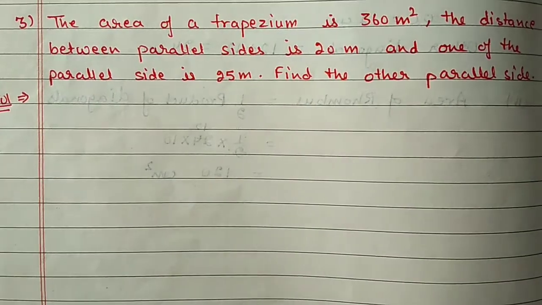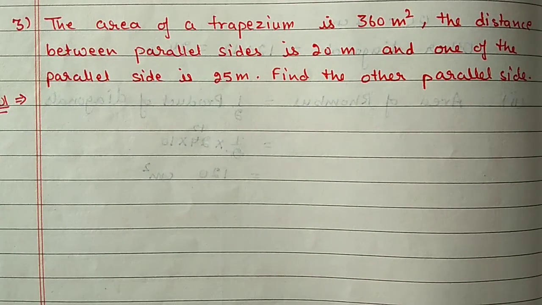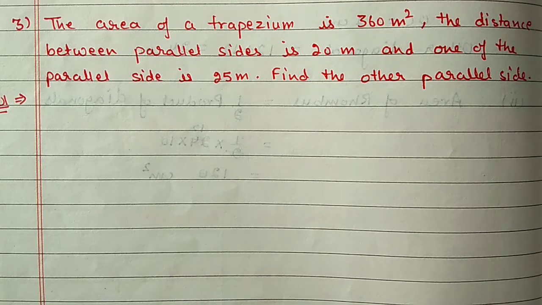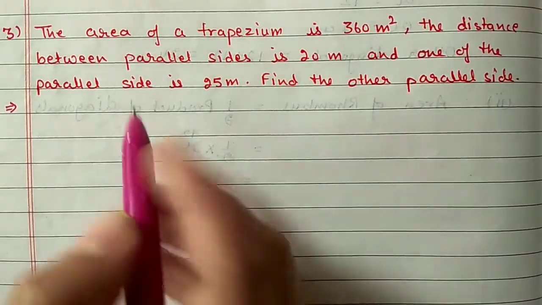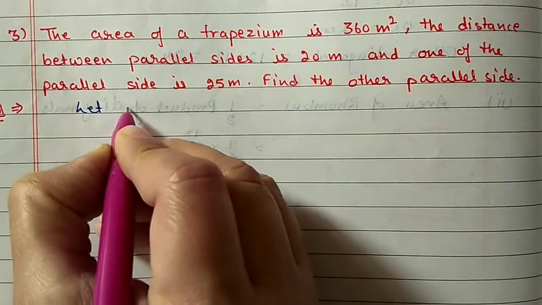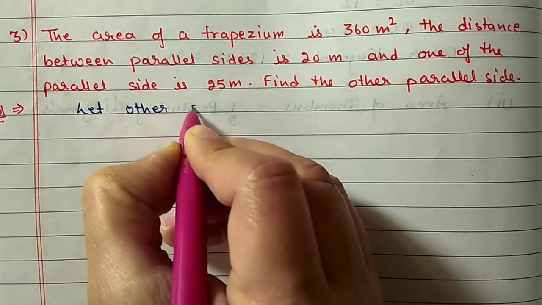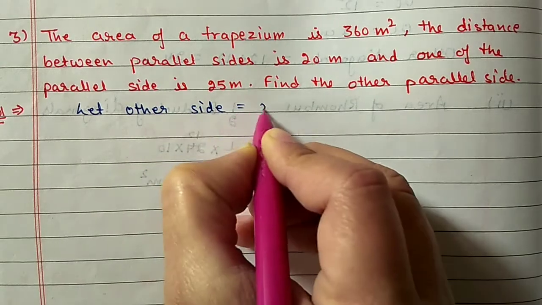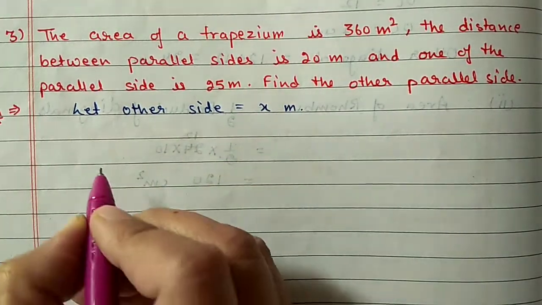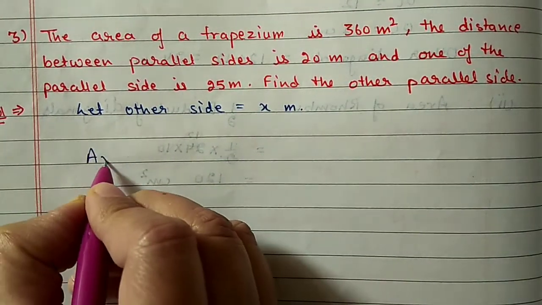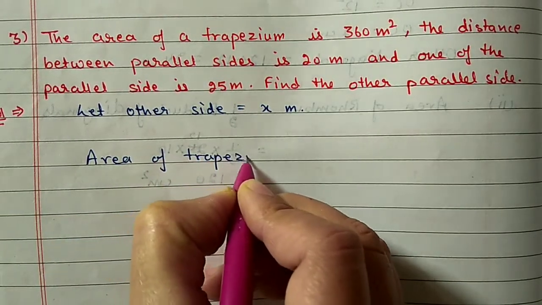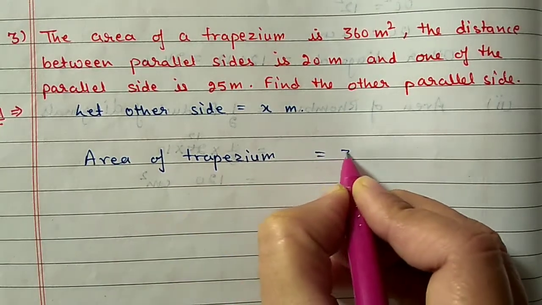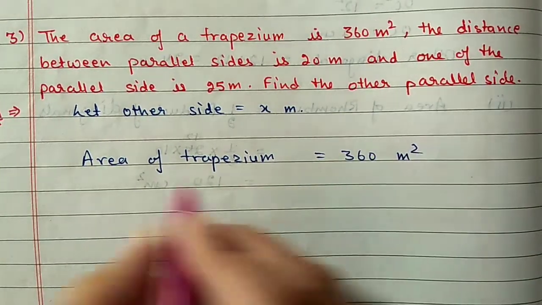Next question number 3. The area of a trapezium is 360 meter square. The distance between parallel sides is 20 meter and one of the parallel sides is 25 meter. Find the other side. So we will take, let the other side be x meter. Now we will use the formula. So area of trapezium is given here, 360 meter square. We will apply the formula.